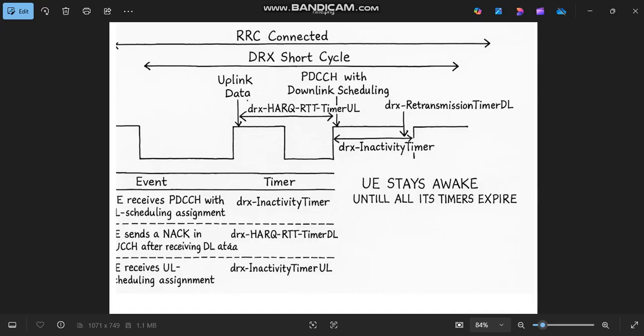So UV will stay awake until all its timers expire. This is how the UV will handle its energy efficiently without compromising latency. So these are very important concepts when it comes to power and latency.